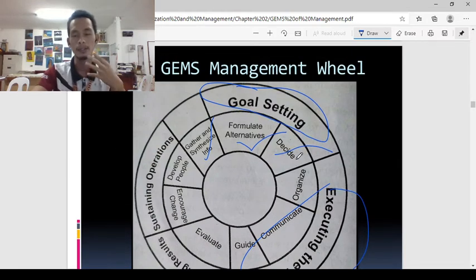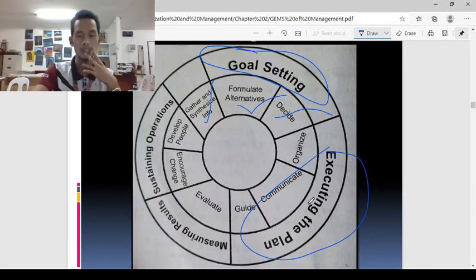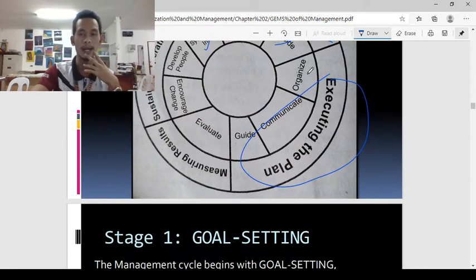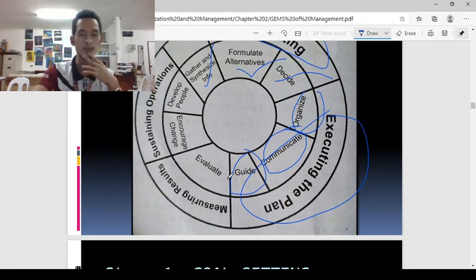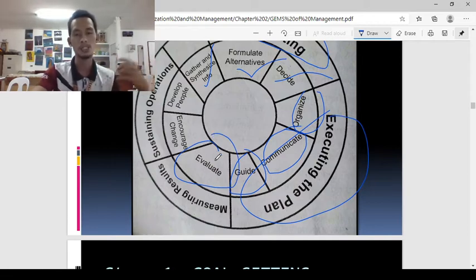After deciding, you already have the goal set and you already have the plan, so you have to execute it. Organize the plan, communicate what the plan will be, and then guide your workers to accomplish it. And then from time to time, there is a need to measure results. That is why you need to evaluate how far you have accomplished, what you have accomplished or not yet. So, performance evaluation, performance appraisal.